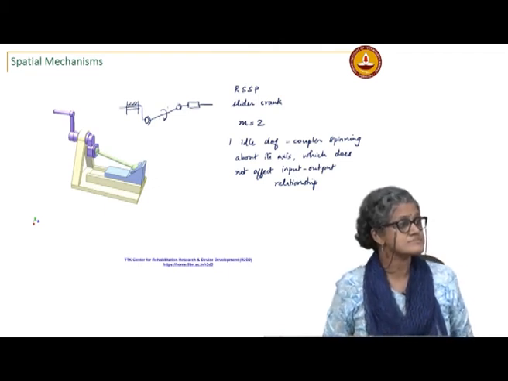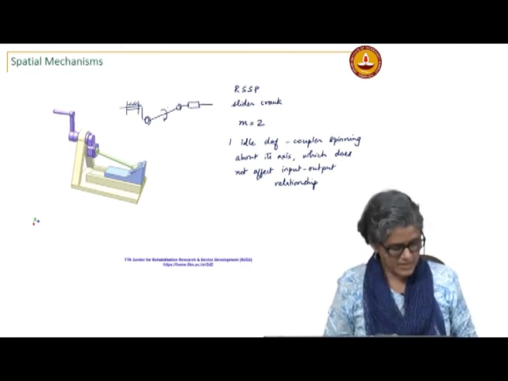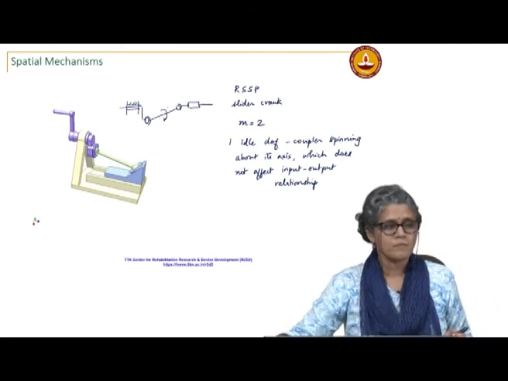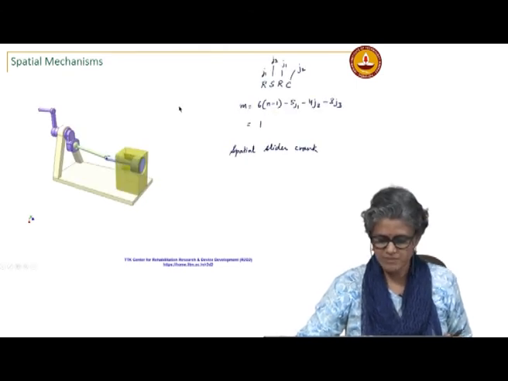Spatial cam. Like the previous four bar, the crank rocker, we can't actually take a projection of the mechanism to make it planar, right? Which one?